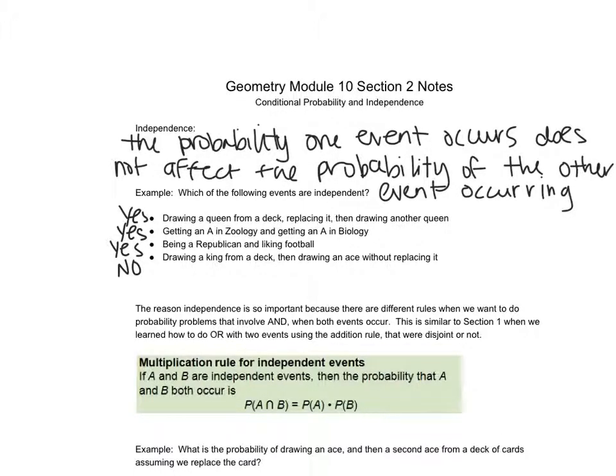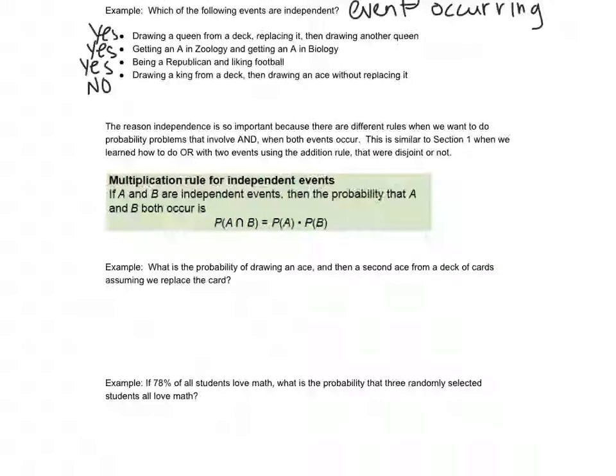The reason that independence is so important is because there are different rules when we want to do probability problems that involve and, which is when both events occur. This is similar to section 1 when we learned how to do or with two events using the addition rule, whether they were disjoint or not. The multiplication rule for independent events says that if A and B are independent events, then the probability that A and B both occur is given by the probability of A and B equals the probability of A times the probability of B. That upside down U represents the word and.